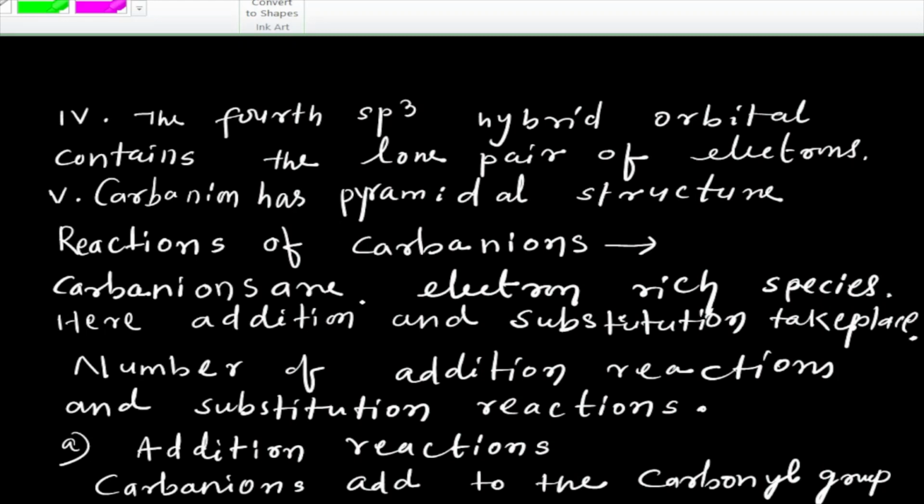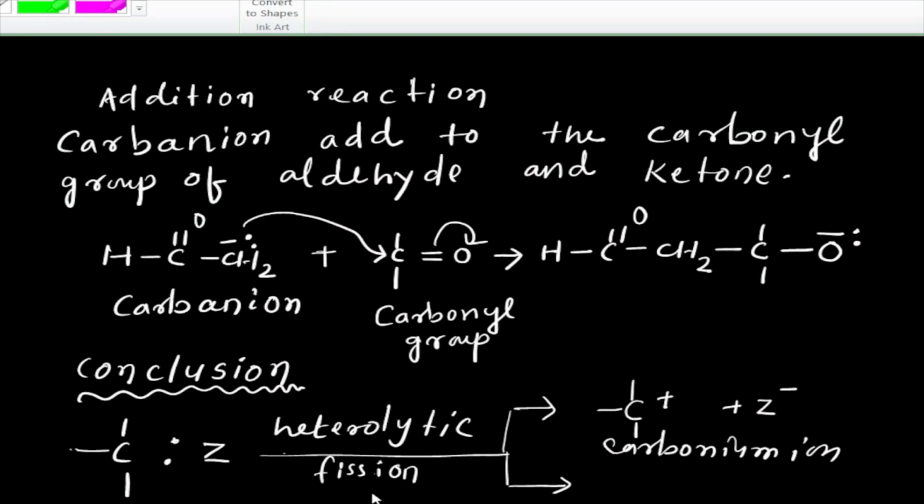Carbanions are electron rich species. Addition and substitution reactions take place here. Addition reaction: carbanions add to the carbonyl group. In an addition reaction, they add to groups such as aldehyde and ketone. But what is the main group present here? The carbonyl group. The carbonyl group is present in aldehydes and ketones.